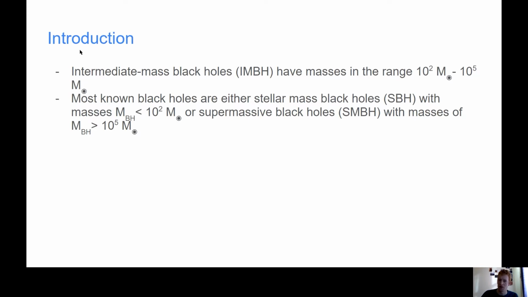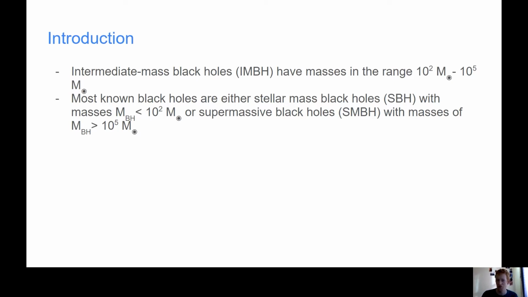So an intermediate mass black hole is one with a mass that sits between 100 solar masses and 100,000 solar masses. They are larger than the stellar mass black holes created by supernova and smaller than supermassive black holes we see in the center of galaxies.